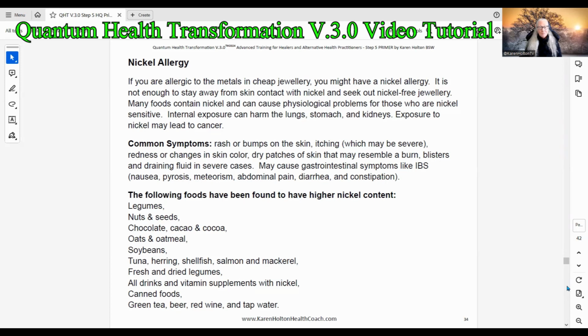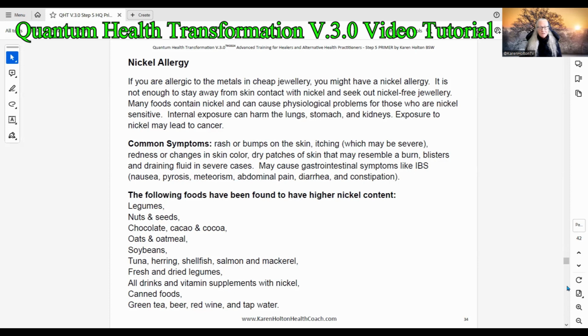Internal exposure can harm the lungs, the stomach, and the kidneys. Exposure to nickel may lead to cancer. Common symptoms: rash or bumps on the skin, itching, which may be severe, redness or changes in skin color, dry patches of skin that may resemble a burn, blisters and draining fluid in severe cases. Many may have gastrointestinal symptoms like IBS, nausea, pyrosis, meteorism, abdominal pain, diarrhea, and constipation.